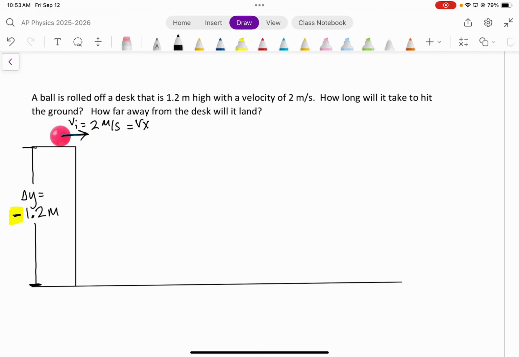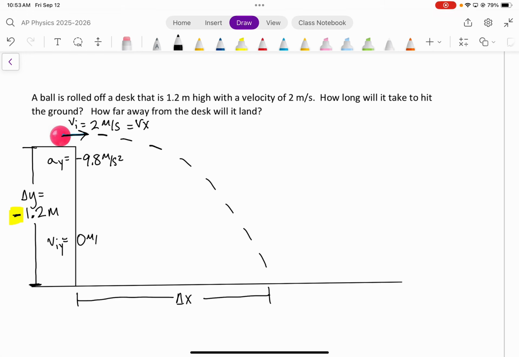We also know that acceleration in the y direction is going to be negative 9.8 meters per second squared. And if I draw a little sketch of my path, then this is going to be my delta x. I can also say that my initial velocity in the y direction is going to be 0, because until it leaves the desk, it is not moving up or down at all in the y direction, so its initial velocity will always be 0.